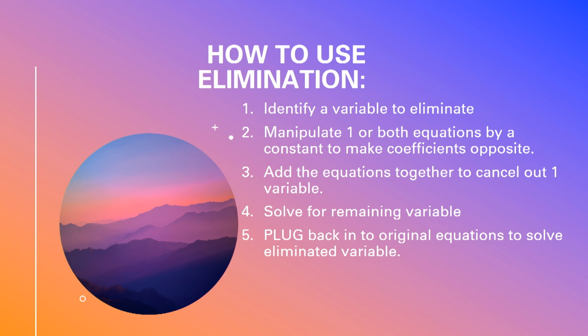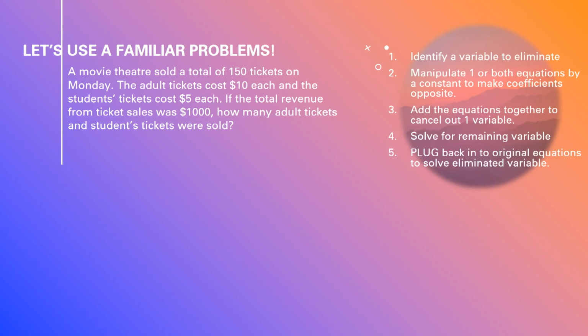So now that we've got these steps in place, let's use these steps and see how we can put them into an example. So here we go. It says, let's use a familiar problem. A movie theater sold a total of 150 tickets on Monday. The adult tickets cost $10 each and the students' tickets cost $5 each. If the total revenue from ticket sales was $1,000, how many adult tickets and student tickets would there be?